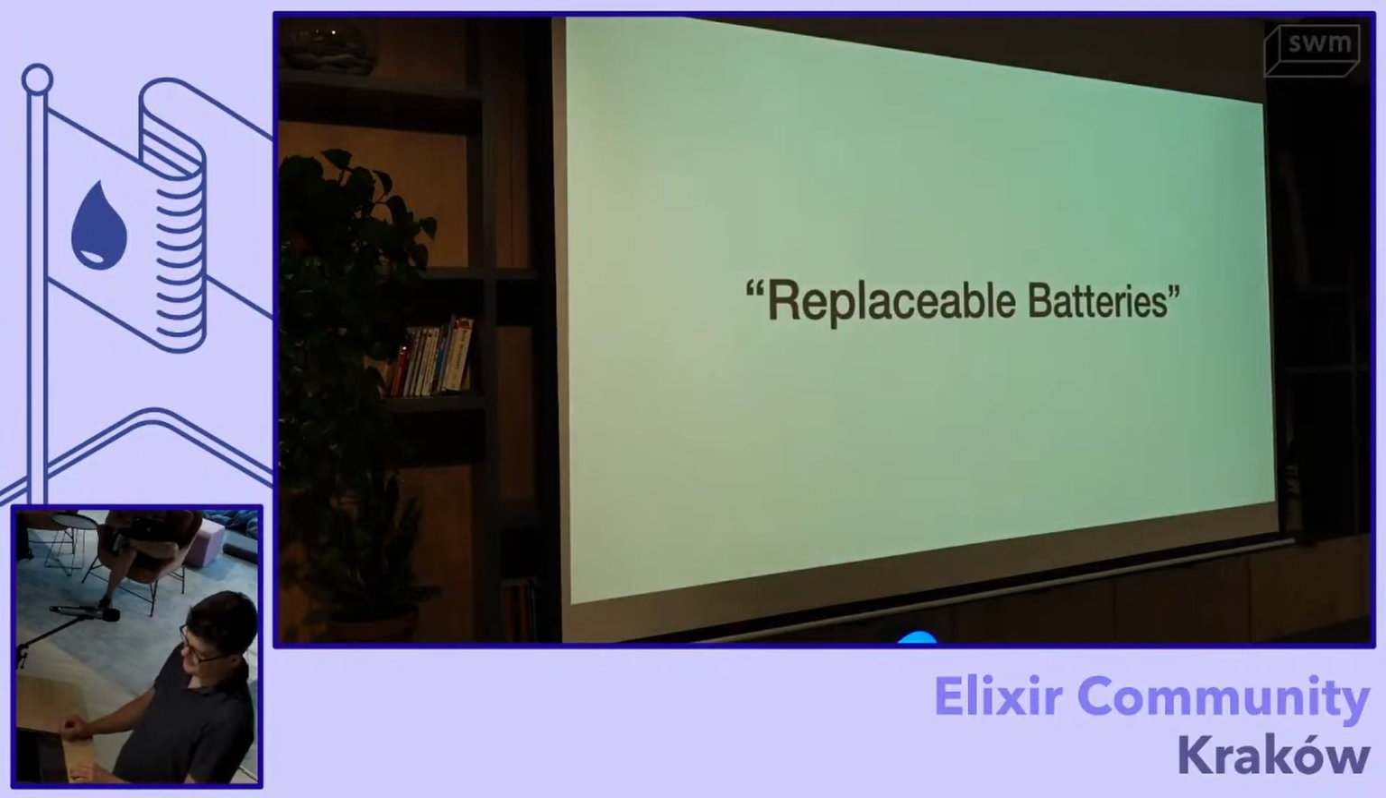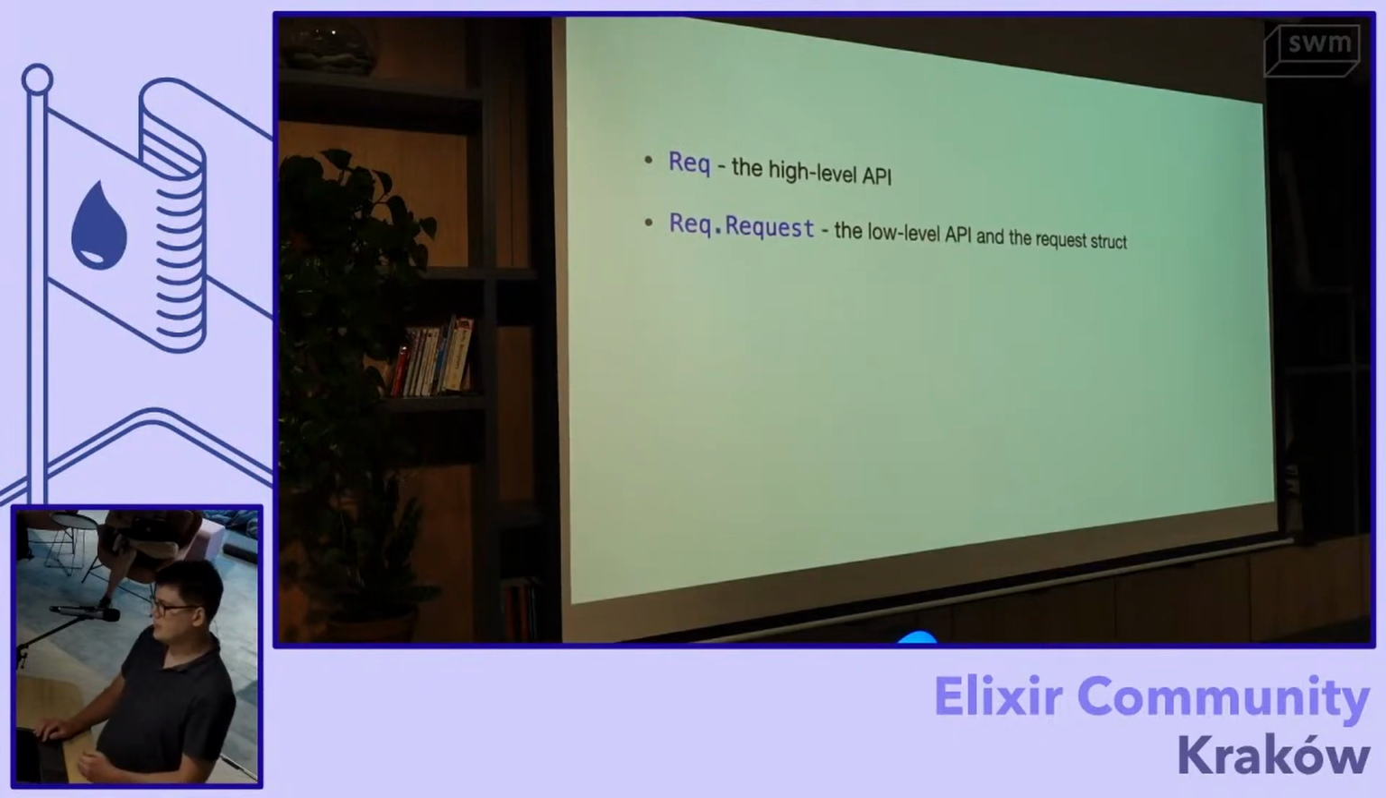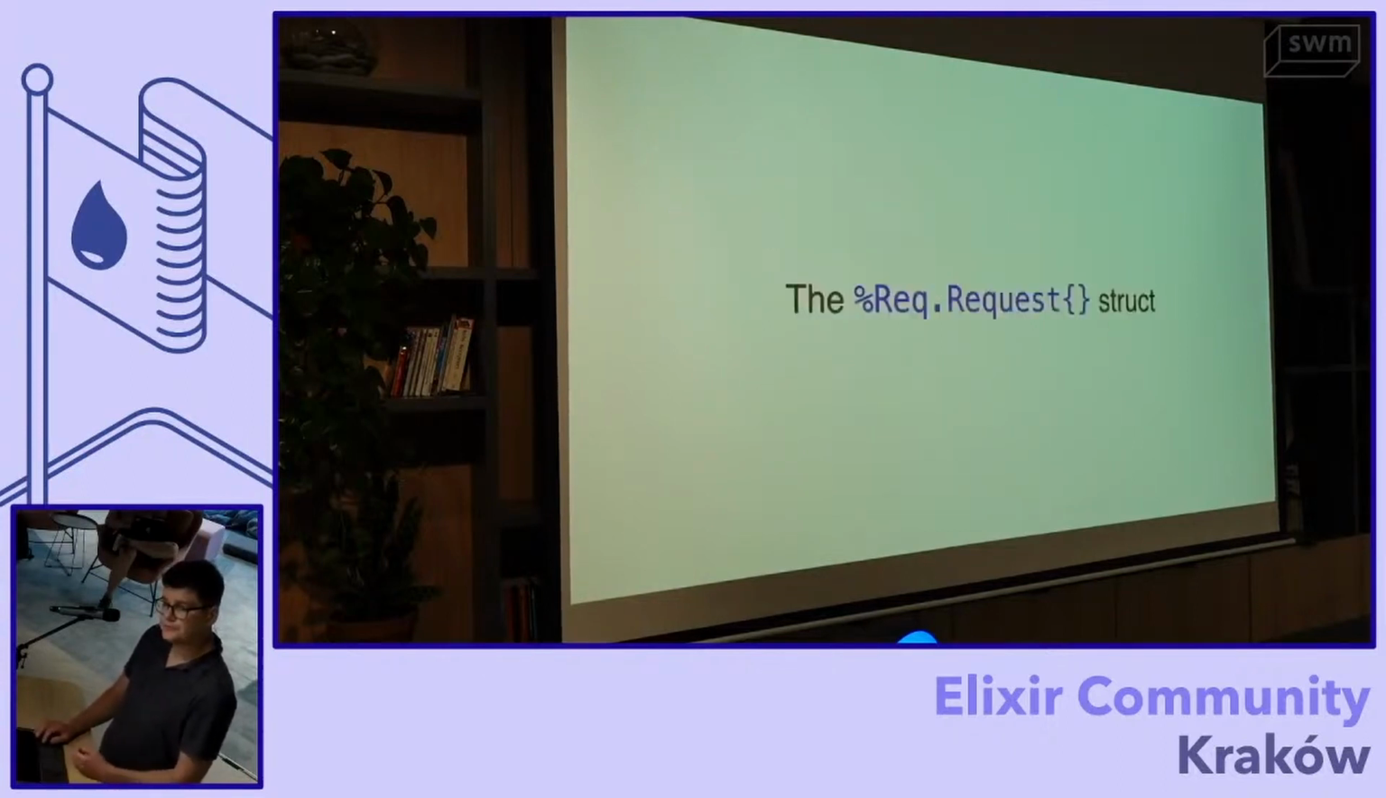So we ship with a bunch of features, and let's talk about how we can rearrange these features or write new ones, how to basically write new steps, how to extend rec. So rec basically has 3 pieces: the rec module, the high-level API that we've seen, the rec request, which is what I like to call a low-level API. So this is the API that you would use to write your own steps or to add these custom steps to your requests. And then you have the rec steps module, which is just the collection of all of the built-in ones. So let's talk about the request struct.